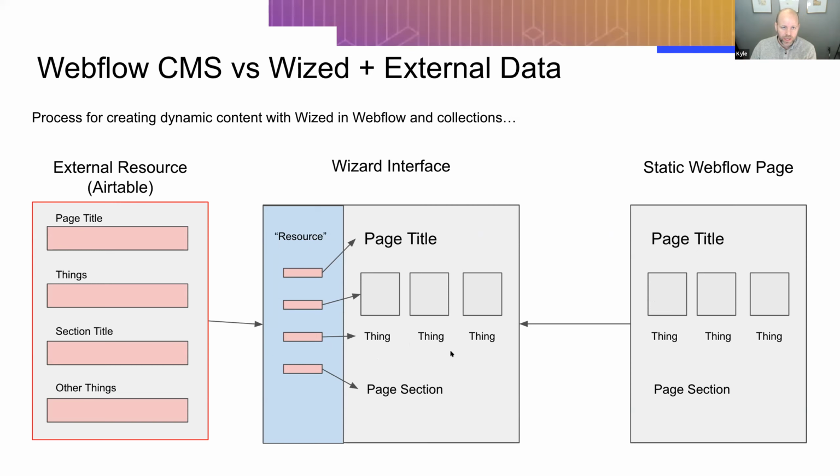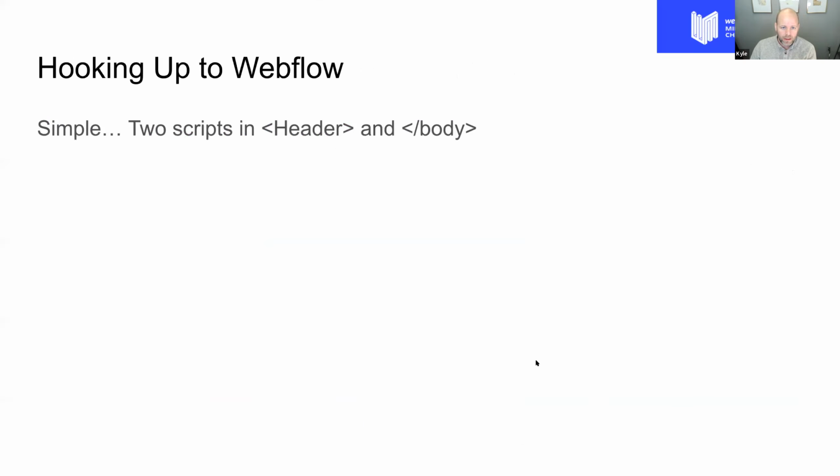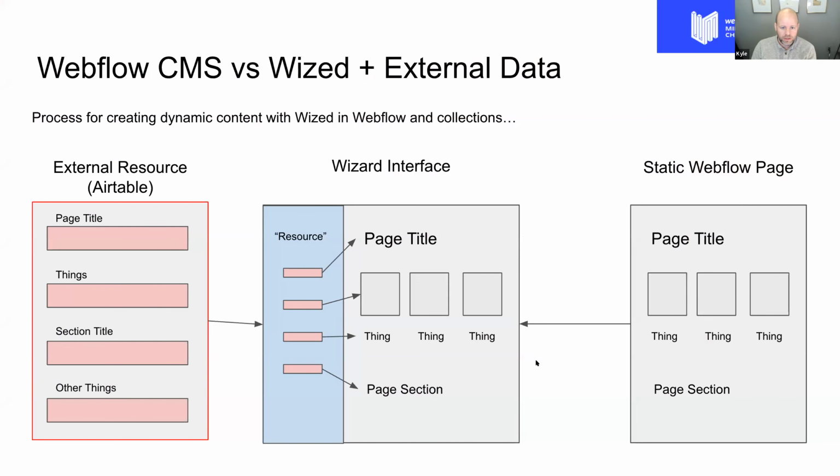And then what you're doing is you are mapping the data from inside. Oh, it auto-corrected, but from inside of Wizzed, you're mapping your data to these different elements. So that is how you hook up your external data with your Webflow site inside of Wizzed.